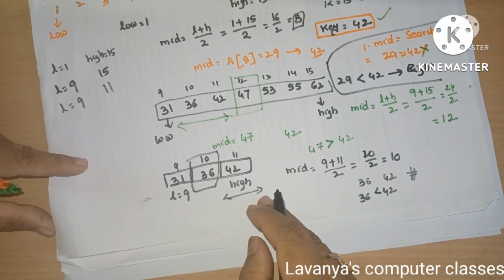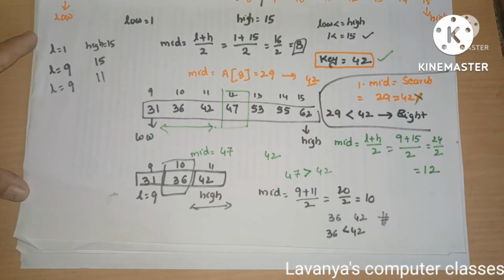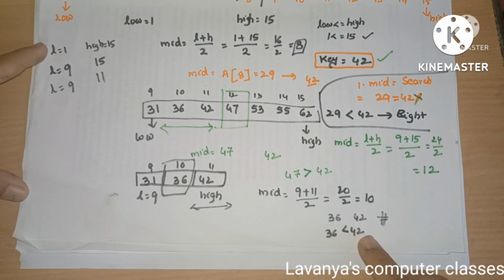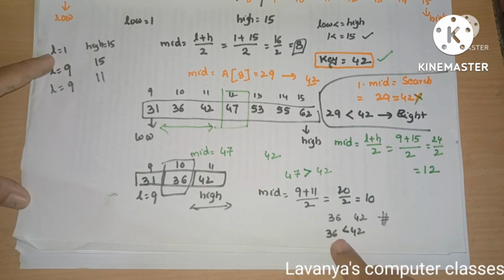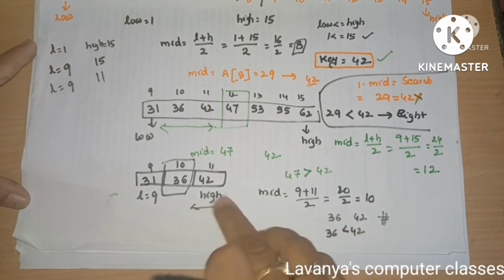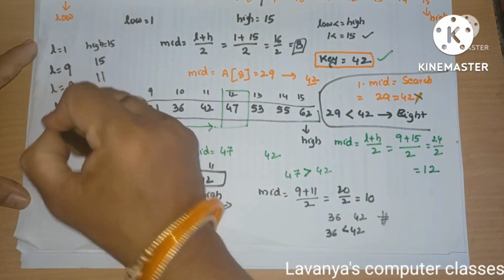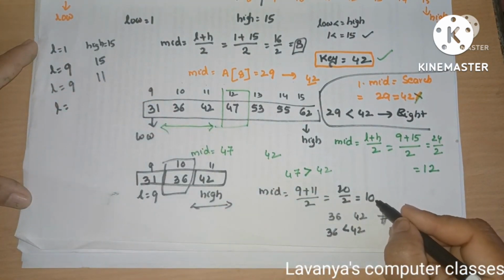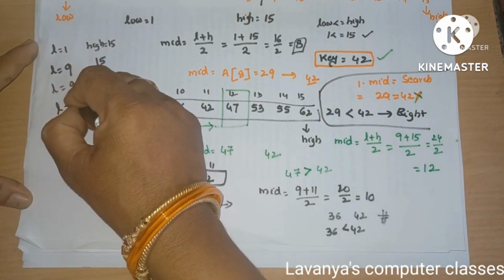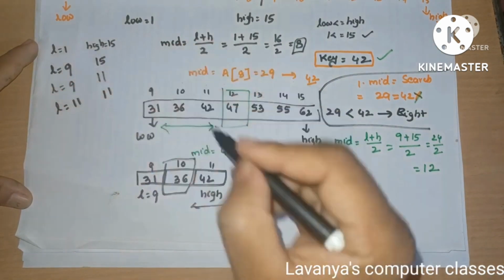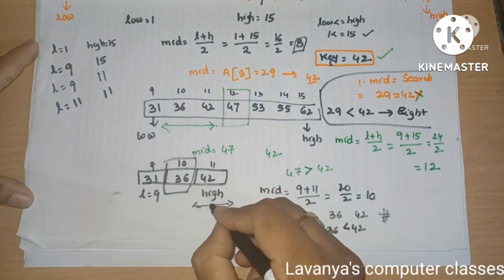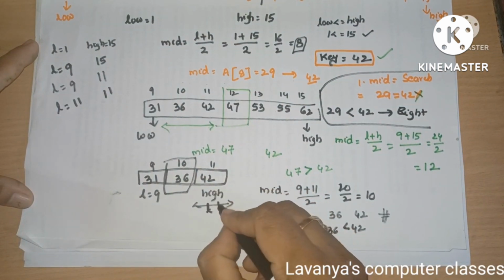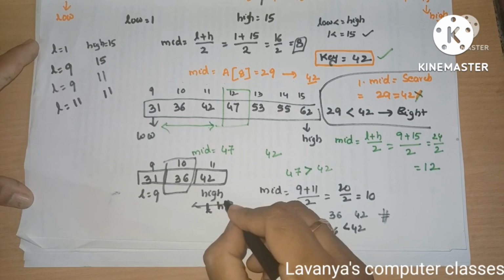Right hand side means here only one element is there. Whenever the middle element is smaller than the search element, go to the right hand side, but check it: the low value is changed to mid plus 1. So what is your mid plus 1? The middle value is 10. 10 plus 1 is 11. High we have not changed anything. So here low and high, both are the same.